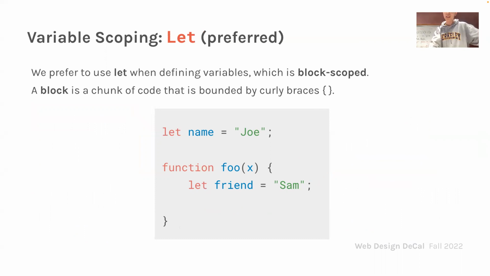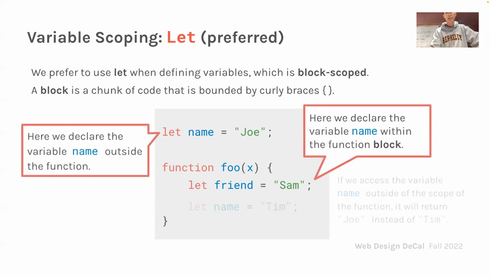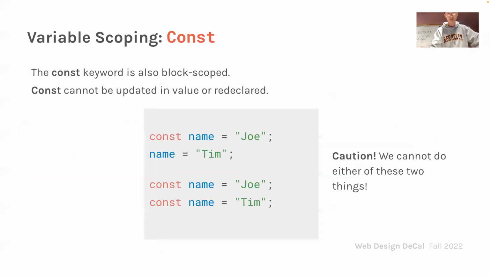So the idea is let is preferred because it's block scoped. The idea behind block is everything within an opening and closing curly brace is a block of code. So everything within that can be accessed within that. Anything outside cannot access what's within it. So this kind of keeps things separate and compartmentalized. Again, you don't really need to know exactly why that's important. Just know that let is preferred.